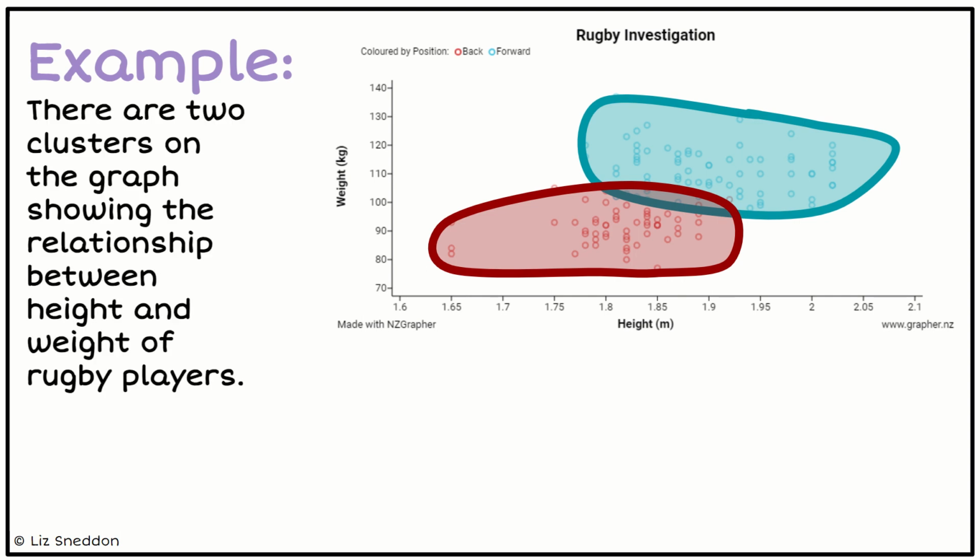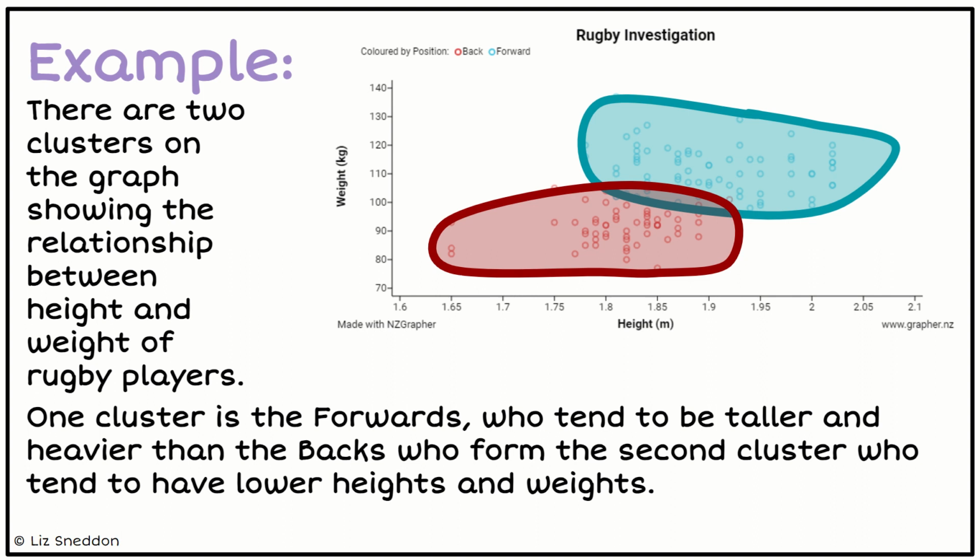Now we want to write that up. We want to identify that there are two clusters on this graph between the height and the weight of rugby players. Then I need to identify that one of those clusters is our forwards, and one of them is our backs. I've highlighted the bit where I've said the second cluster tends to have lower weights and heights. So it's a tendency, not an absolute. It's not that all of them are. That's what we want to do to look at clustering.